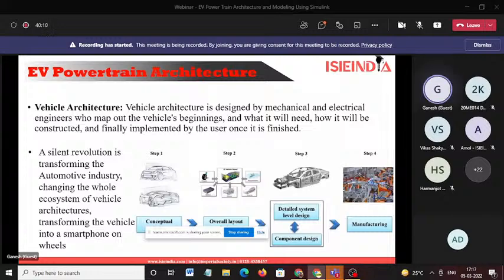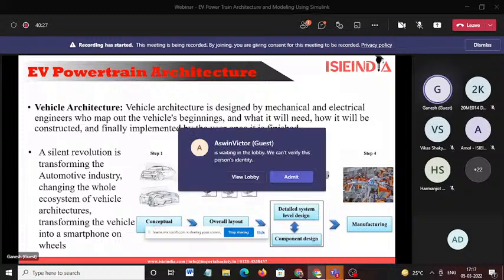So here what we are going to do is see what the involvement is, what things the vehicle architecture team will be doing, and how the architecture team will collaborate with electrical and mechanical teams. All those things we are going to see. If you see, we have 4 steps of the vehicle process, from the conceptual stage to the manufacturing stage.